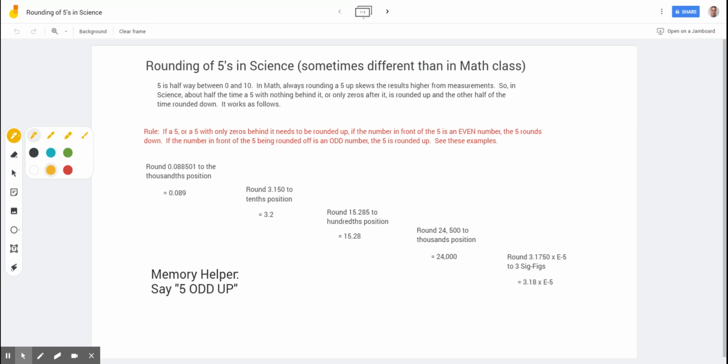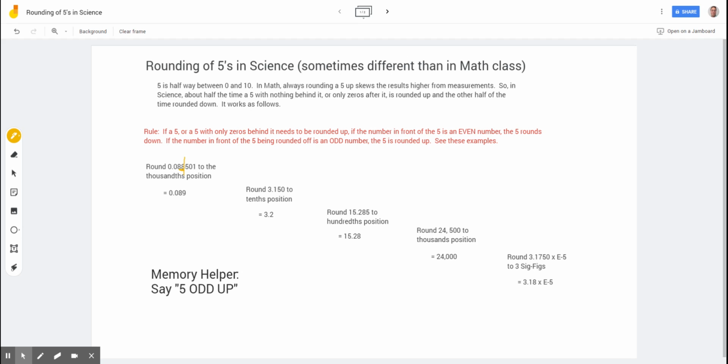So we are going to round the 0.088501 to the thousandths position. So I'm going to underline the thousandths position, which is right there, that 8, and then I'm going to draw a vertical line between the 8 and the 5. And now I look to the right of that 8 that I need to round off in the thousandths position, and I see I have a 5, 0, and a 1. That 1 behind the 5 disqualifies it for this special rule. So typical math rounding would apply here. So it would just bump the 8 up to a 9.